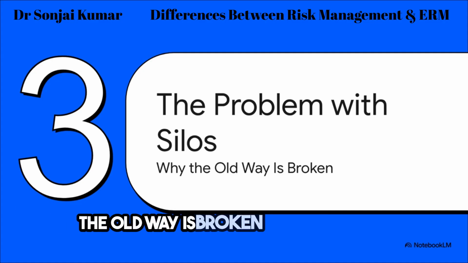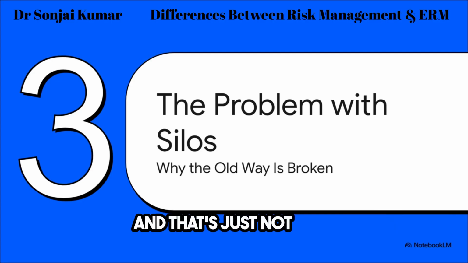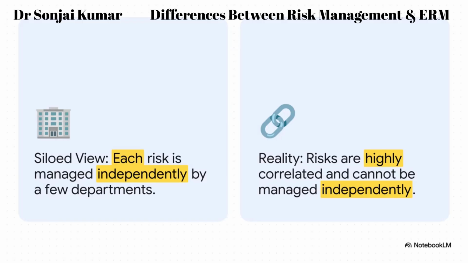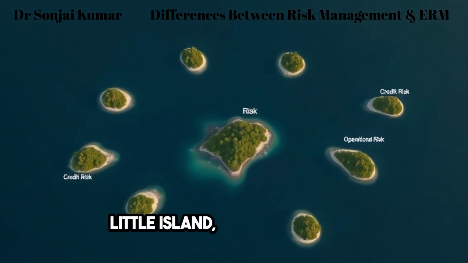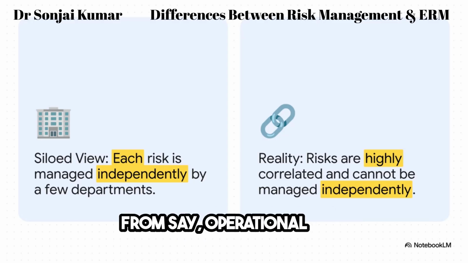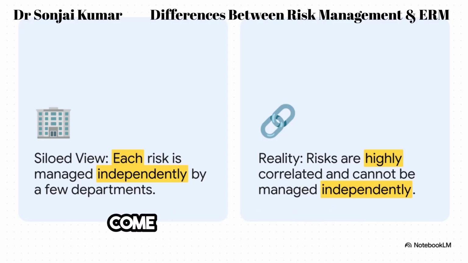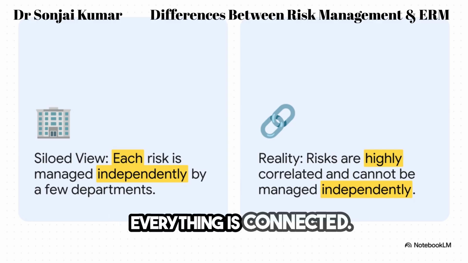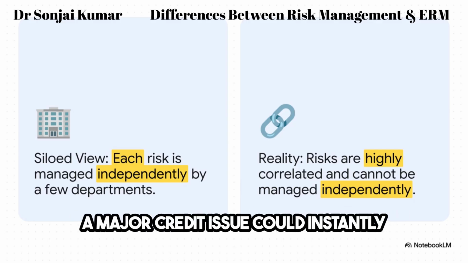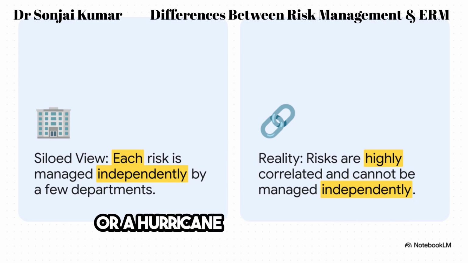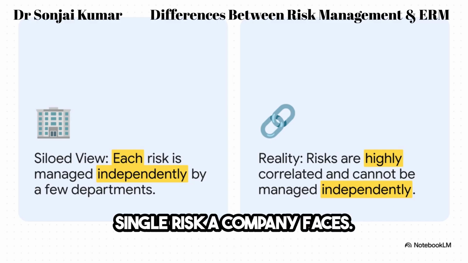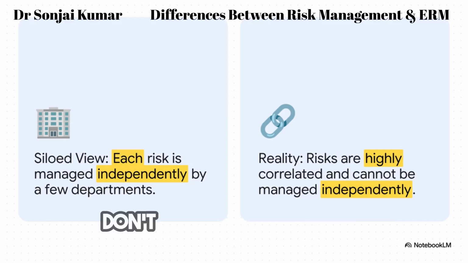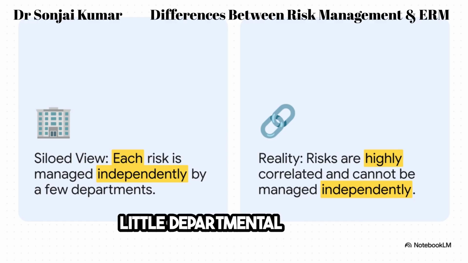The old way is broken because it lives in these imaginary boxes called silos, and that's just not how the real world operates. So, a siloed view treats something like credit risk as its own little island, totally separate from, say, operational risk. But in reality, come on, we know it's a mess. Everything is connected. A major credit issue could instantly become a liquidity crisis. A hurricane doesn't just mess with your operations, it hits every single risk a company faces. The bottom line is, risks just don't care about our neat little departmental charts.